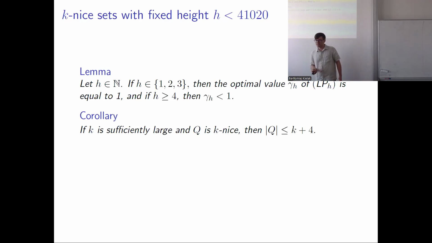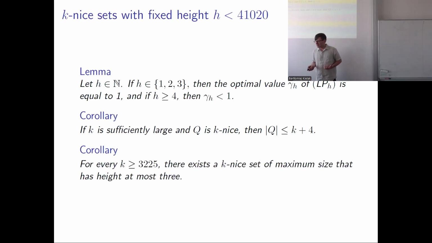And we get an immediate corollary from this, that if k is sufficiently large, then basically we need to have the size of a k-nice set at most k plus 4. And if we are more careful and we try to look exactly at the estimates that we got, then we can derive this kind of result, that if we take k at least 3225, then actually we know everything that happens.